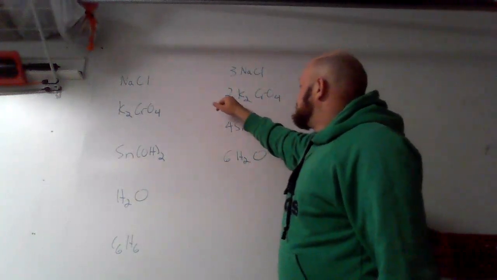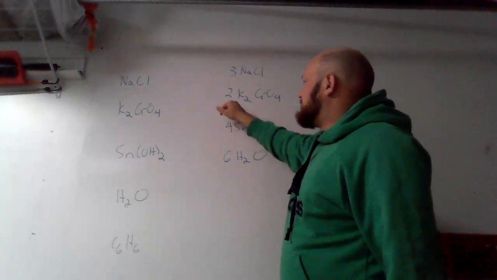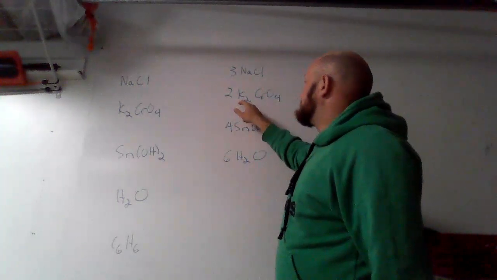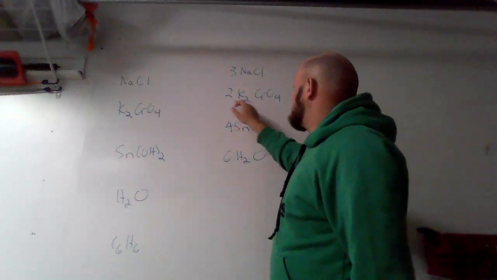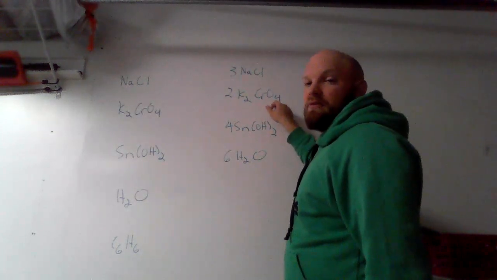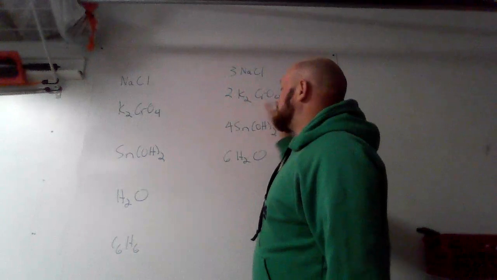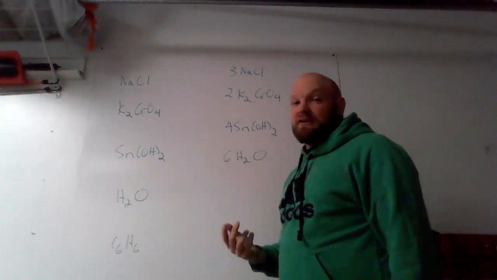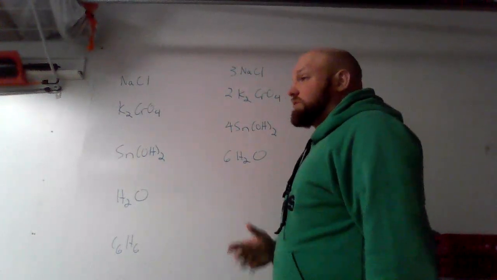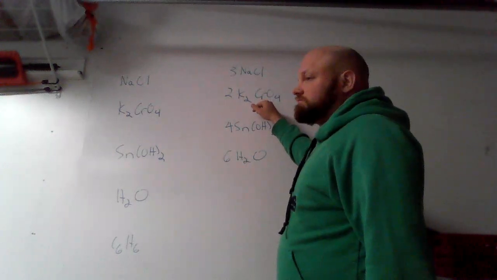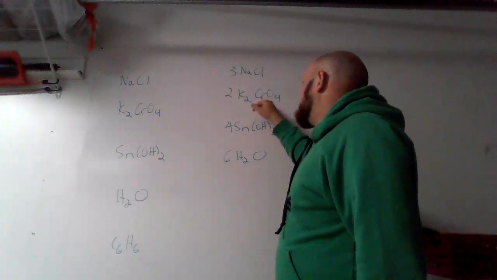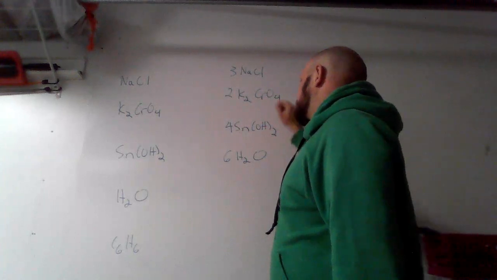If I have 2 moles of potassium chromate, I'm going to do 2 times 2, so I'm going to have 4 moles of potassium, 2 times 1, 2 moles of chromium, 2 times 4, 8 moles of oxygen. Even though there's only 2 moles of the whole thing, it may sound confusing that there's more moles of the individual things, but you have to think that there's more than one element in there if you have a subscript on there.